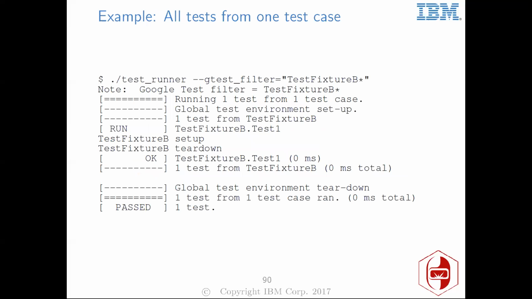Brief example here of how this would look. If we wanted to execute all tests in one test case, we can specify the name of the test case we want, followed by a wildcard. Google Test then helpfully reminds us of the thing we just typed into the terminal. And it then runs the one test we specified. Actually, I should say, it runs the one test case we specified. It just so happens that this test case only has one test, and that is all that is executed.